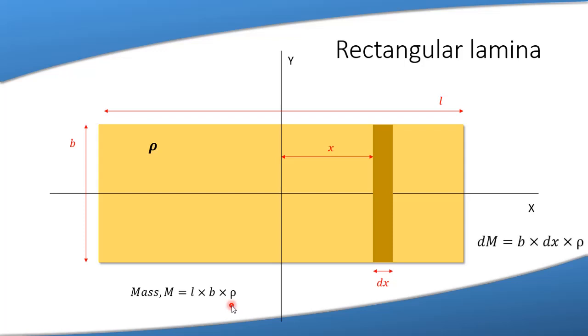If rho is again the mass density of this rectangular piece, then the total mass of this rectangular piece will be the mass density times the area of this piece. And the area of this rectangular piece here is the length B into the width dx. Therefore, the small mass of this rectangular piece will be B into dx, that is the area of the rectangular piece, into the mass density rho.